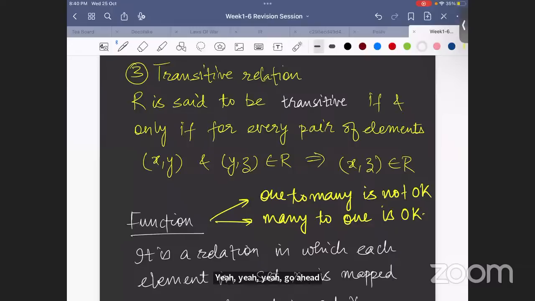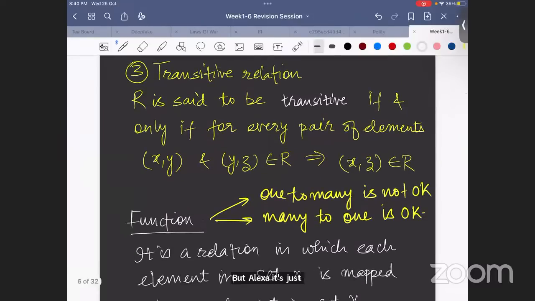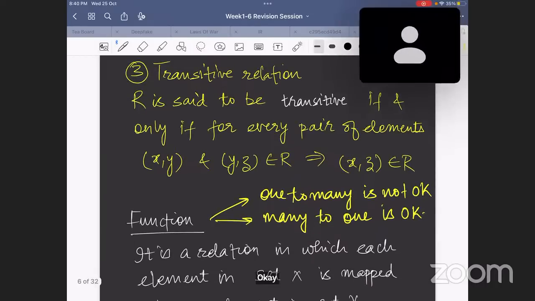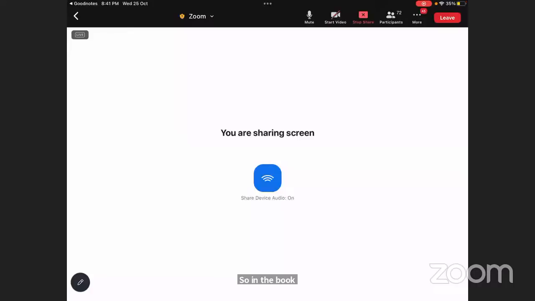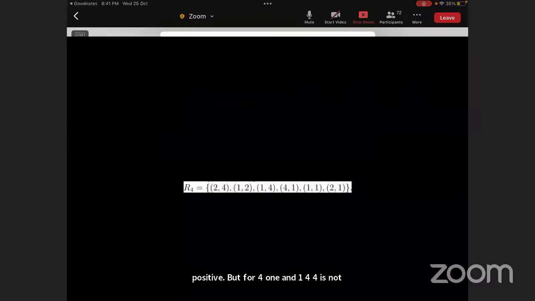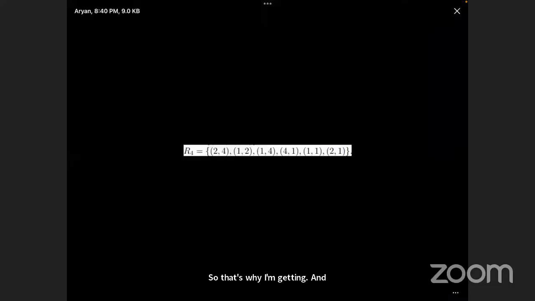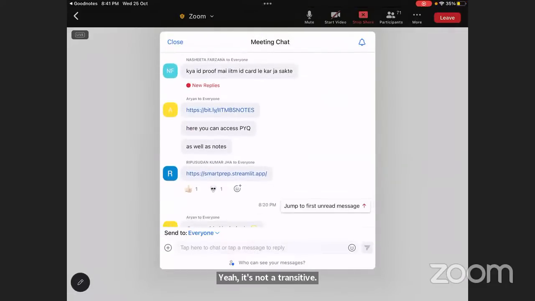Yeah, we'll do that, but not now. Sir, in the booklet it is mentioned to be transitive, but examples on transitive relations are very confusing. Yeah, I'll do that. Without solving the example, it will not be clear to you. In the booklet it is mentioned that it is transitive, but for 4-1 and 1-4, 4-4 is not present, so that's why I'm confused. Yeah, it's not transitive. I guess it's wrong there.